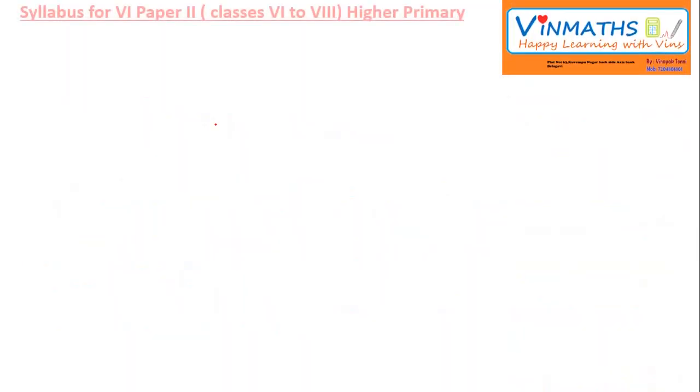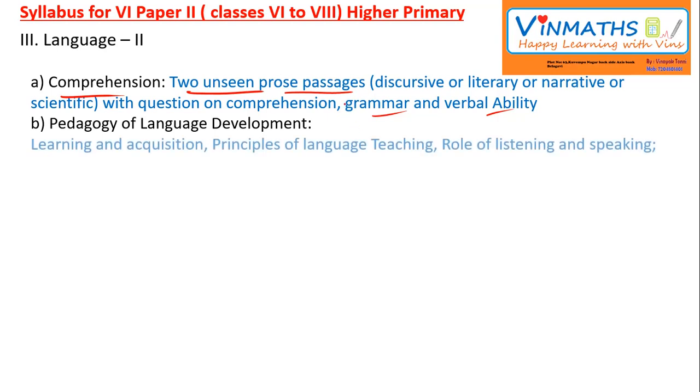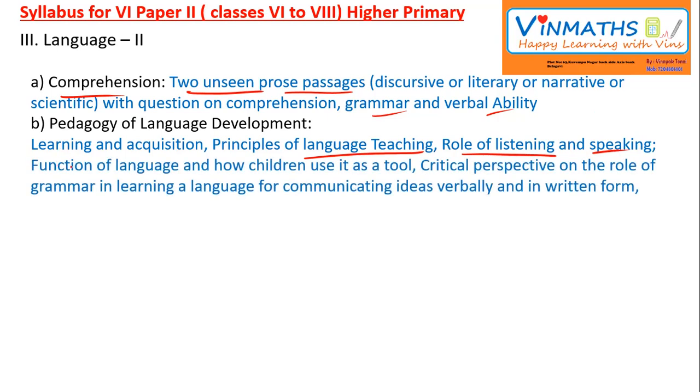In the same way, we get the syllabus for Language 2, again starting with comprehension. In this comprehension you will get two unseen prose passages with questions on comprehension, grammar and verbal ability. Related to Paper 2, you have to prepare for the pedagogy of language development, that is learning and acquisition, principles of language teaching, role of listening and speaking, function of language and how children use it as a tool, critical perspective on the role of grammar in the English language for communicating ideas verbally and in written form.